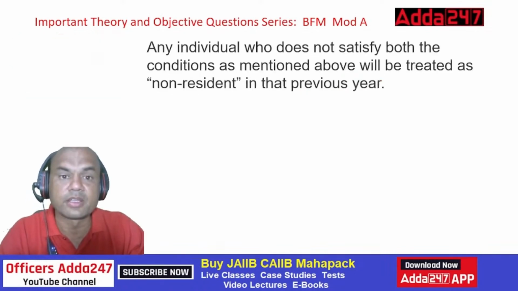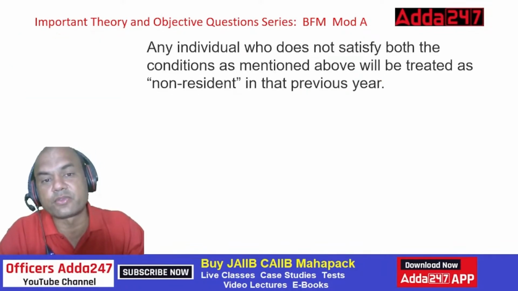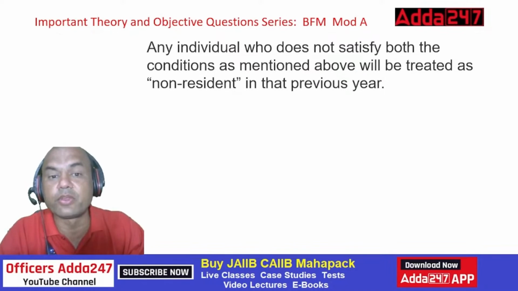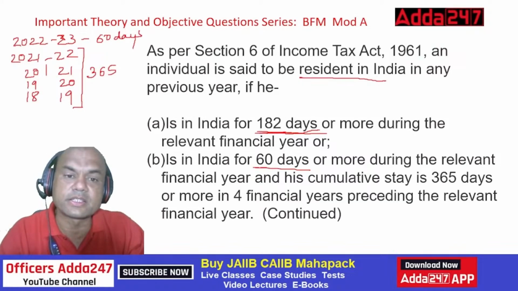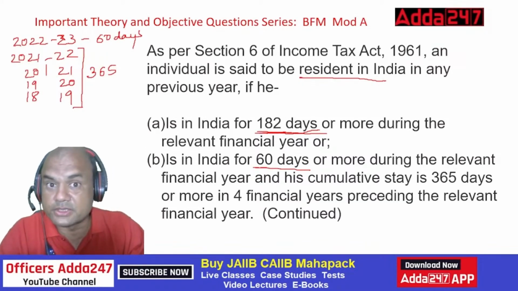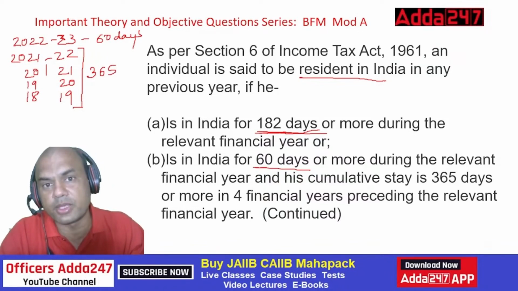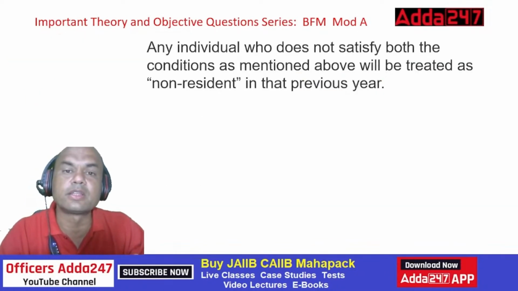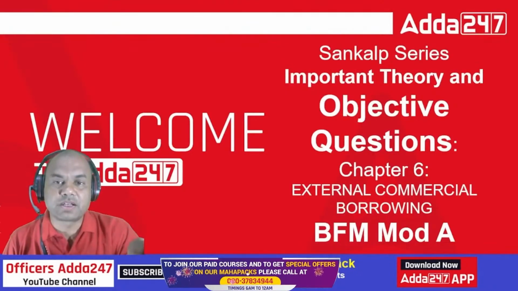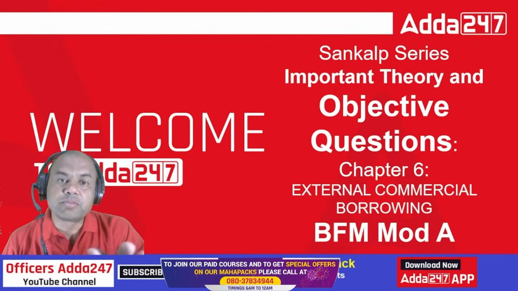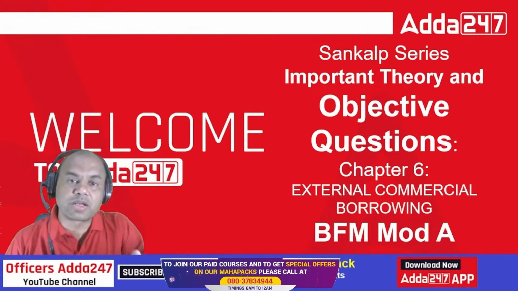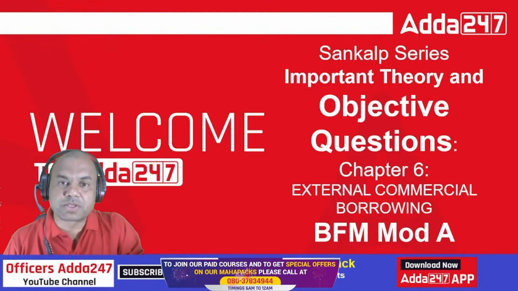An individual who does not satisfy both the conditions as mentioned above will be treated as a non-resident in that previous year. So if you don't satisfy any of these 2 conditions, A and B, it's not A and B, it's A or B, then you will be considered a non-resident. Okay, and this definitely occurs in the exam. I would always suggest following the complete series. In the complete series, we are solving all the important numericals, theory, as well as the objective questions.